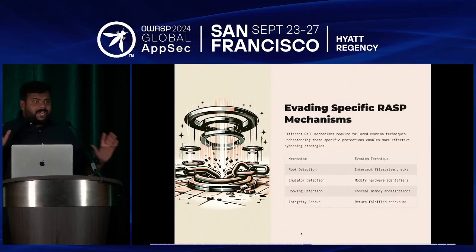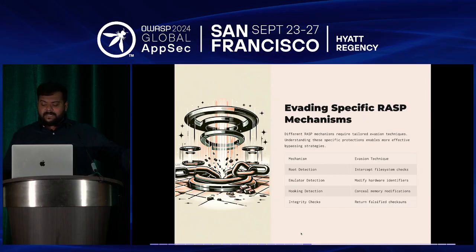So different RASP mechanisms require tailored evasion techniques, right? And you need to understand these specific protections, which enables more effective bypassing strategies. For techniques like root detection, you need to intercept file system checks. For emulator detection, you need to modify hardware identifiers. For hooking detection, you need to conceal the memory modification, which Frida or any other such tool does. And fourth is integrity check. You need to return falsified checksum comparisons, which happens over there, right?